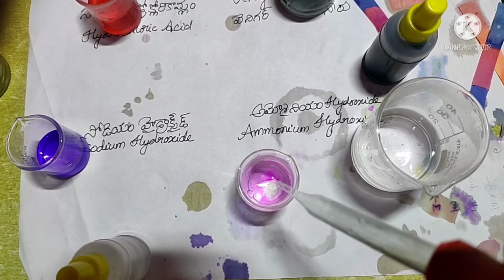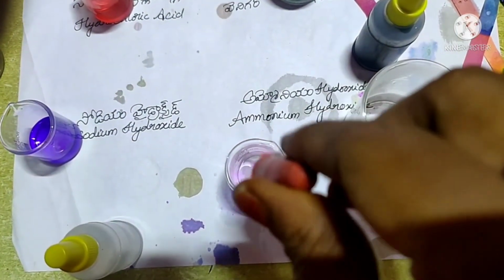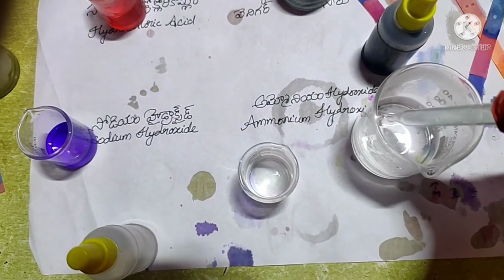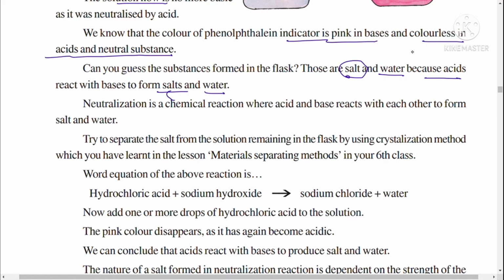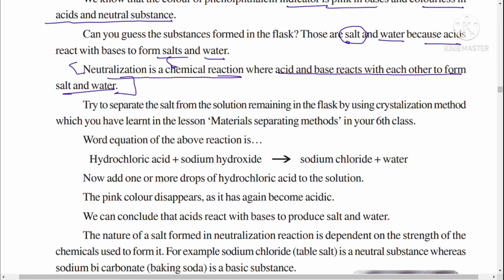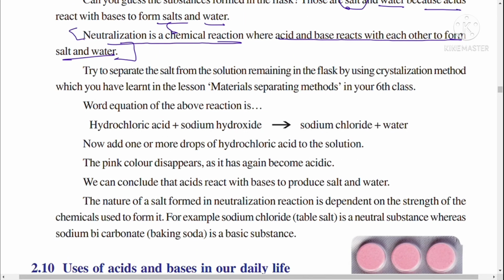Those are salt, that is sodium chloride, and water, because acids react with the bases to form a salt and water. The salt name is sodium chloride. Neutralization is a chemical reaction wherein an acid reacts with a base to form a salt and water. Try to separate the salt from the solution remaining in the flask by using the crystallization method, which you learnt in the lesson on separation methods in your 6th class.